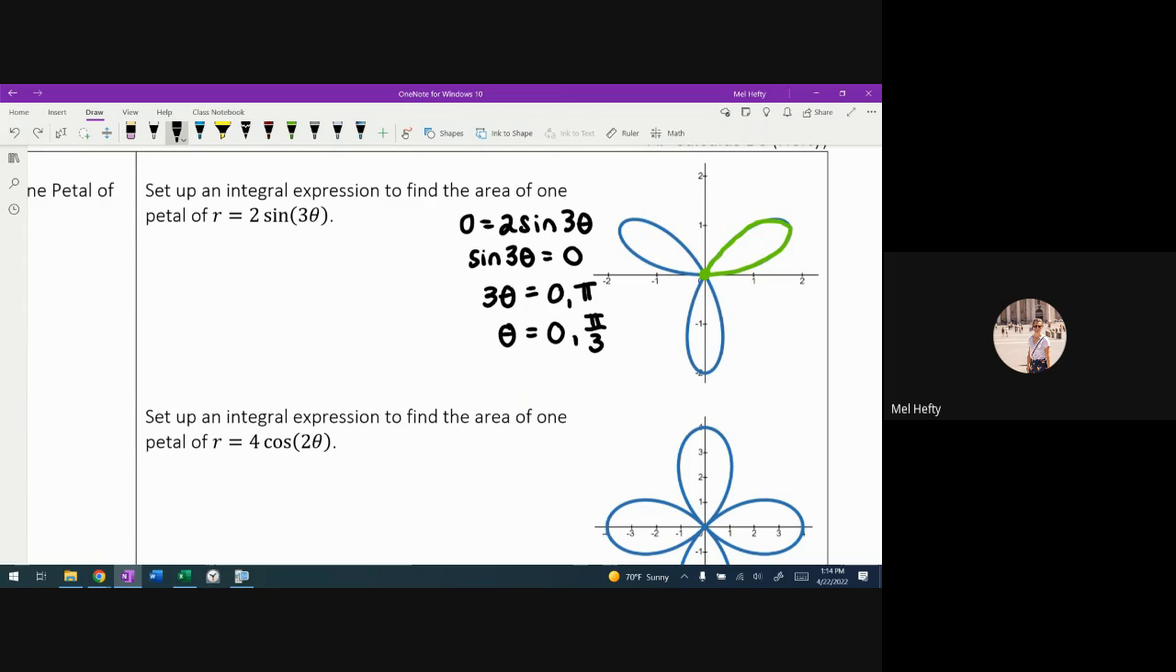Are the problems ever going to make you have to find all the petals? Well, think about it, you could find this petal and then multiply by 3. Oh. So the symmetry in this case could be really, really helpful because then I wouldn't have to deal with it. All right. So let's go ahead and set up this area. I'm going to now go from 0 to pi over 3.